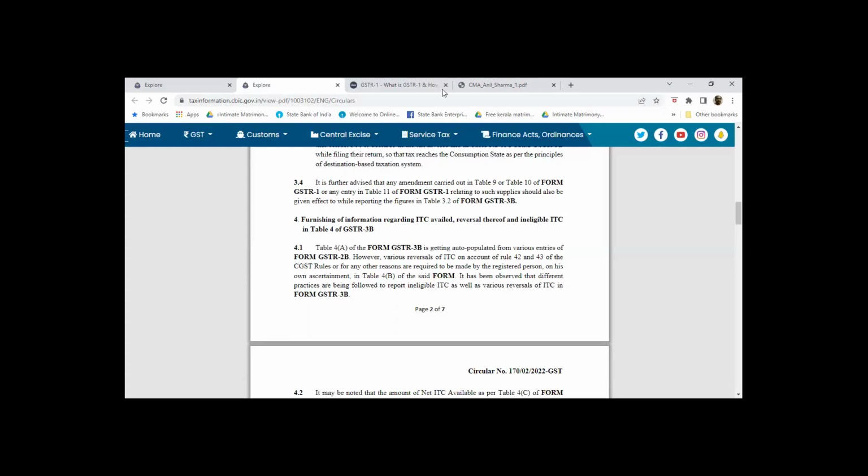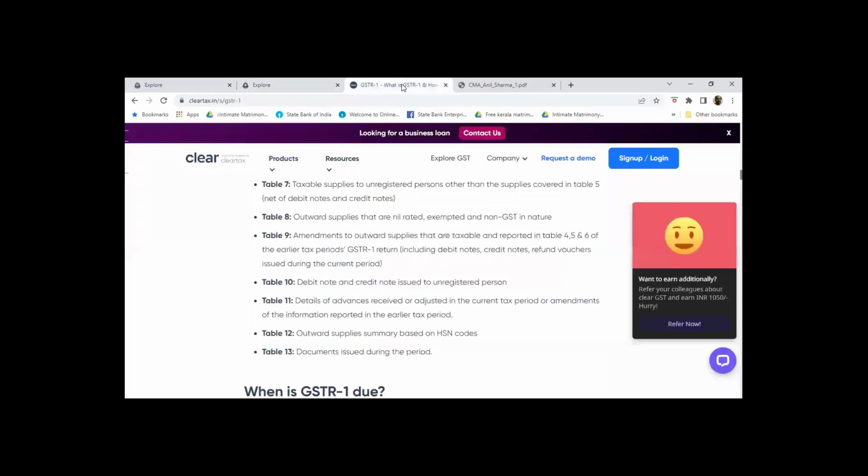Table 9 is amendments to outward supplies that are taxable and reported in table 4, 5 and 6 of earlier tax periods GSTR 1 return. Then table 10 is debit note and credit note issued to unregistered person. Table 11 is details of advances received or adjusted in the current tax periods or amendments of the information reported in the earlier tax period.